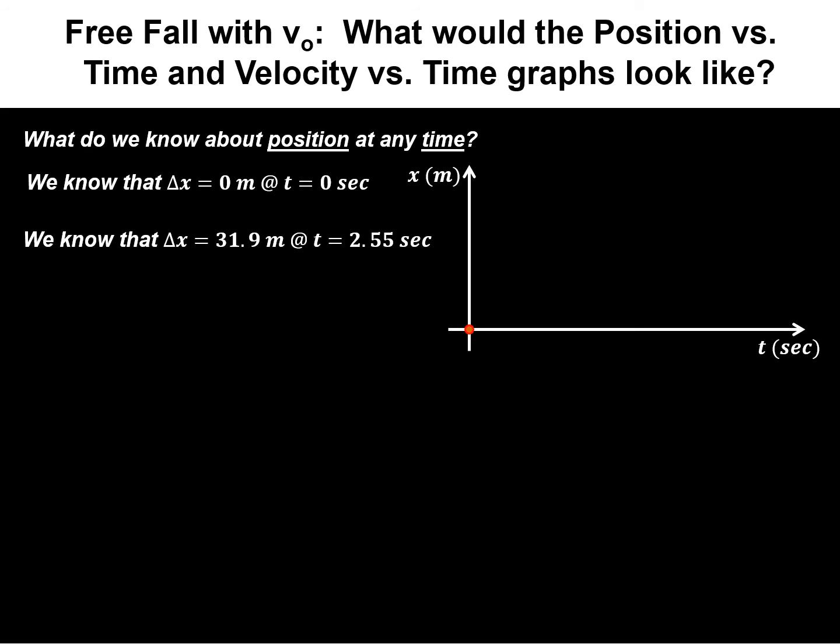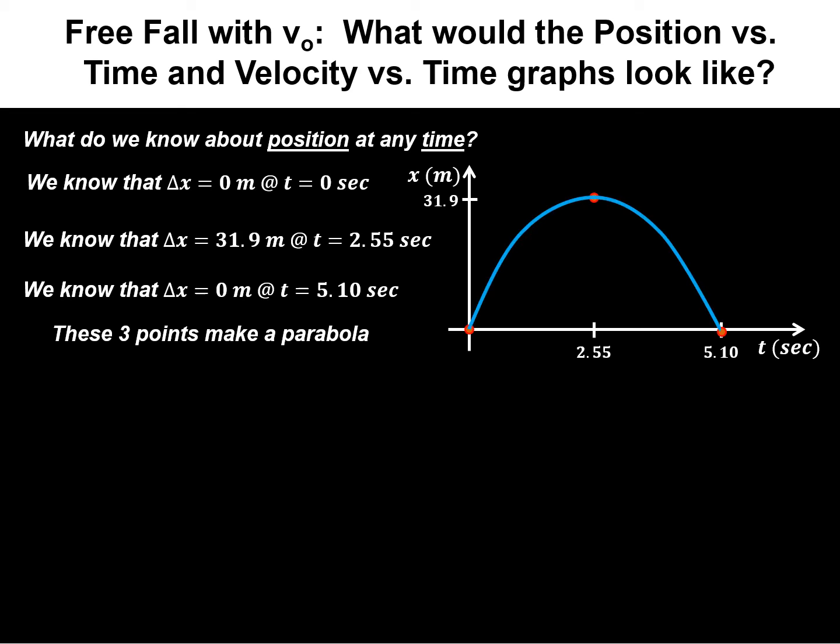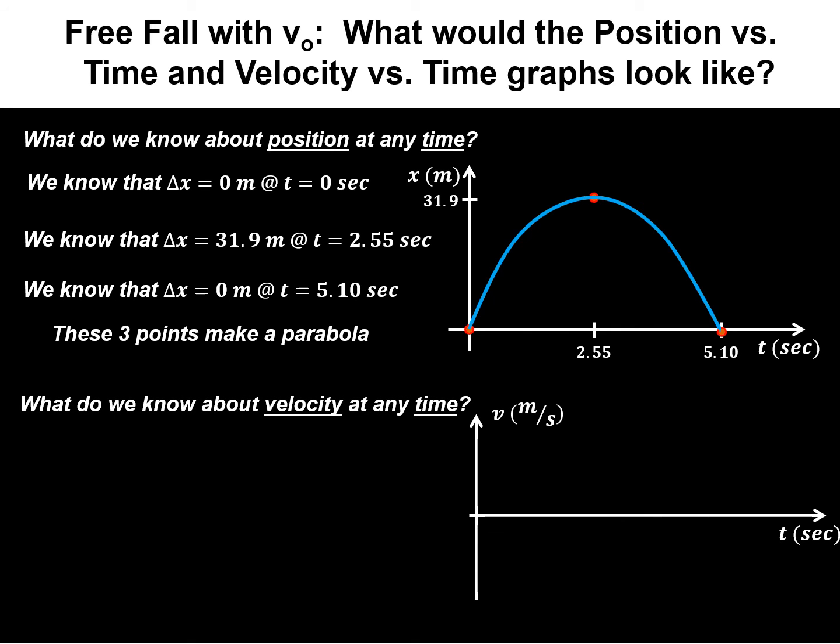In the middle, we know that at 2.55 seconds, it was at a position of 31.9 meters. At the end, it comes back down to where we started, so we know the final position is 0 at 5.1 seconds. Make the entire parabola between those 3 points, and that gives us the position versus time graph. Now what does the velocity look like?